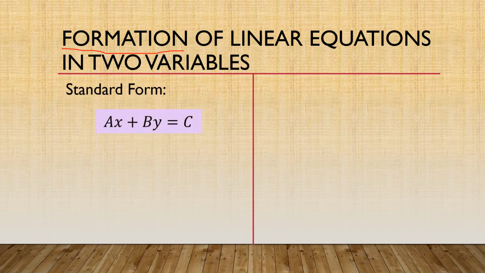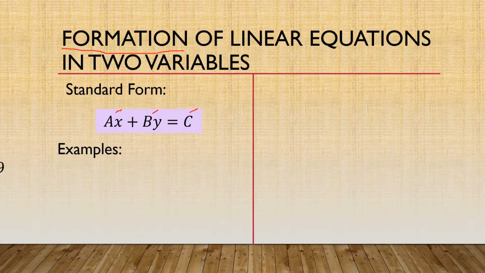So, paano bang arrangement ni standard form? So, ayan, ax plus by equals c. So, sinasabi rito, kapag standard form daw, yung may variable na x, tsaka yung kanyang coefficient, tsaka yung may variable na y, tsaka yung kanyang coefficient, nasa isang side. Normally, nasa left side. Tapos, yung constant, nandito naman sa right side. So, ganyan po yung standard form.